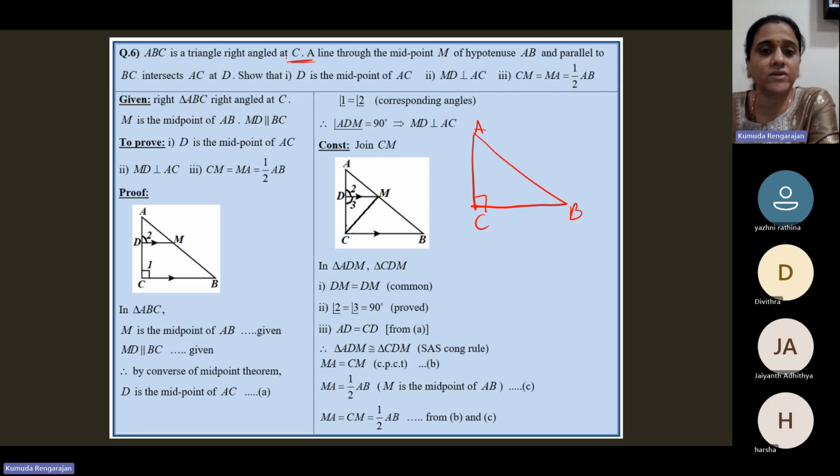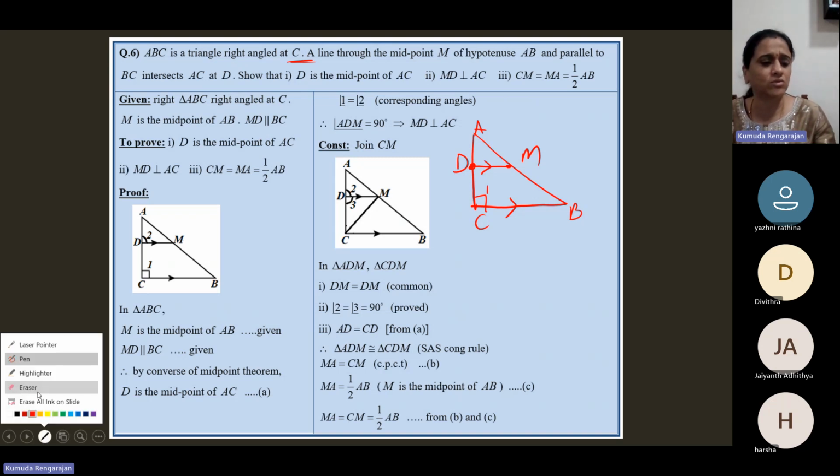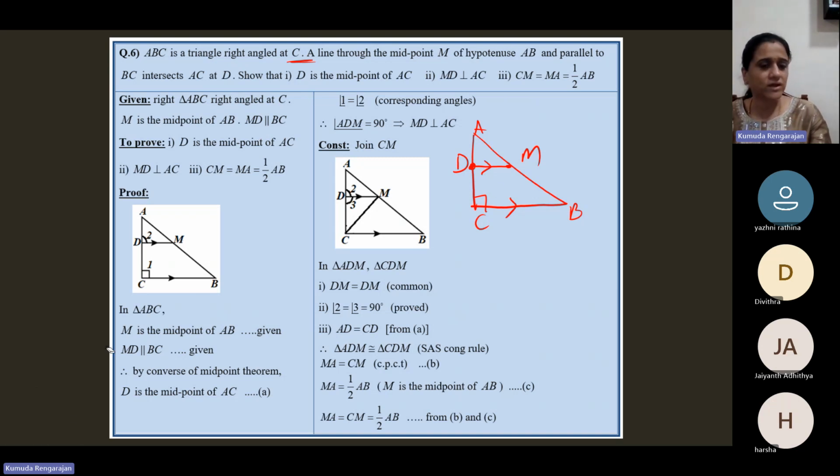And then when you read, M is the midpoint of AB. There's a line through M parallel to BC, and it intersects AC at D. That's all we can draw. So it's not that as soon as you draw this, you have to mark 1 here and 2 here. How will you know that you have to mark those angles as 1 and 2? Don't do that. Then you start working.